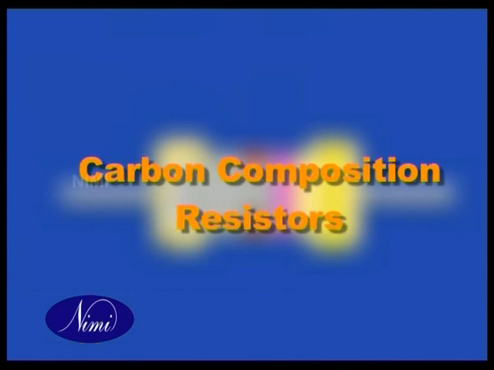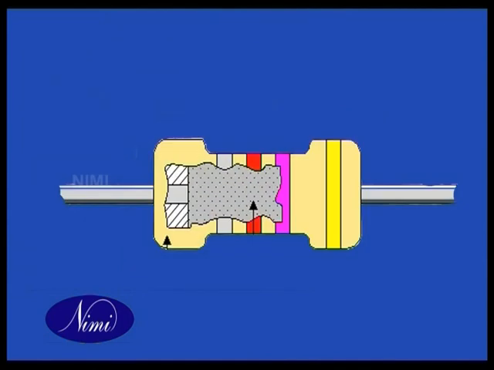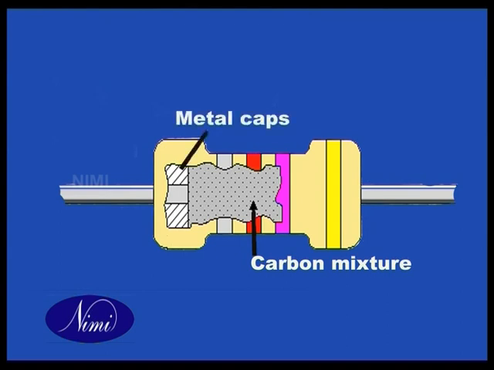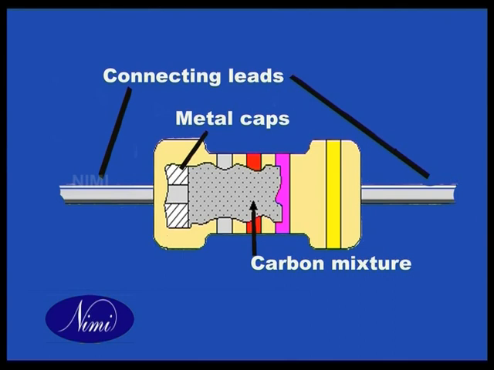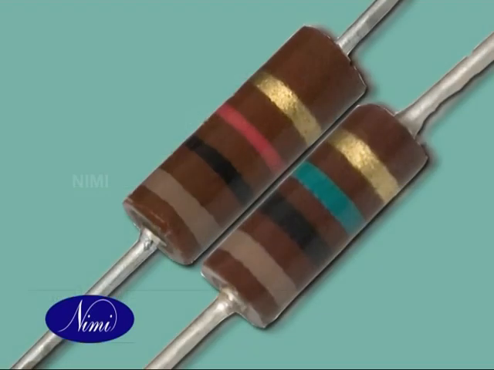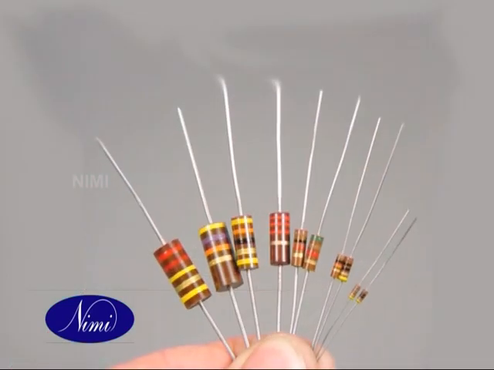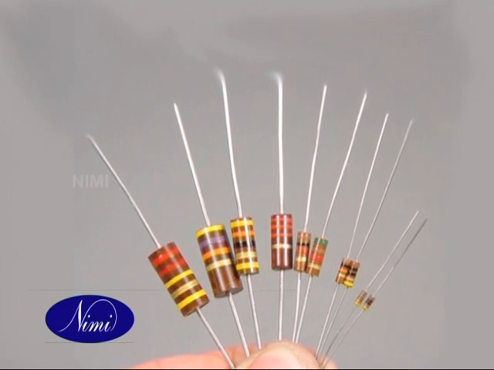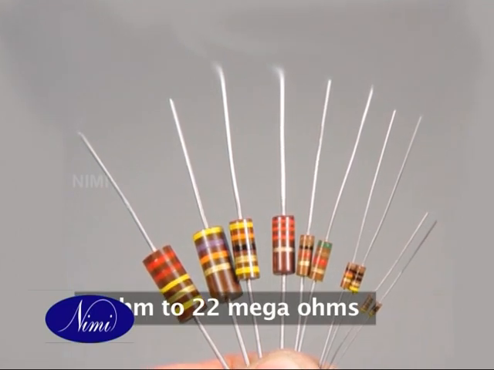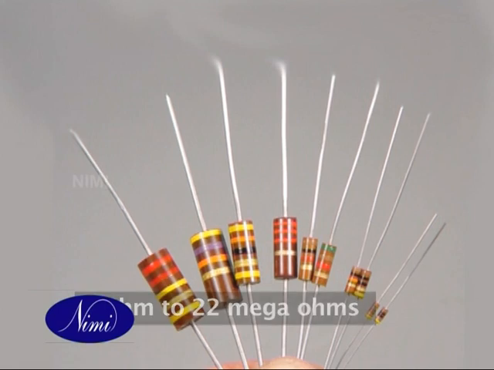Carbon composition resistors are made of fine carbon or graphite mixed with powdered insulating material as binder in the proportion needed for the desired resistance value. Carbon resistance elements are fixed with metal caps with leads of tinned copper wire for soldering the connection into a circuit. Carbon resistors are available in values of 1 ohm to 22 mega ohms and of different power ratings.